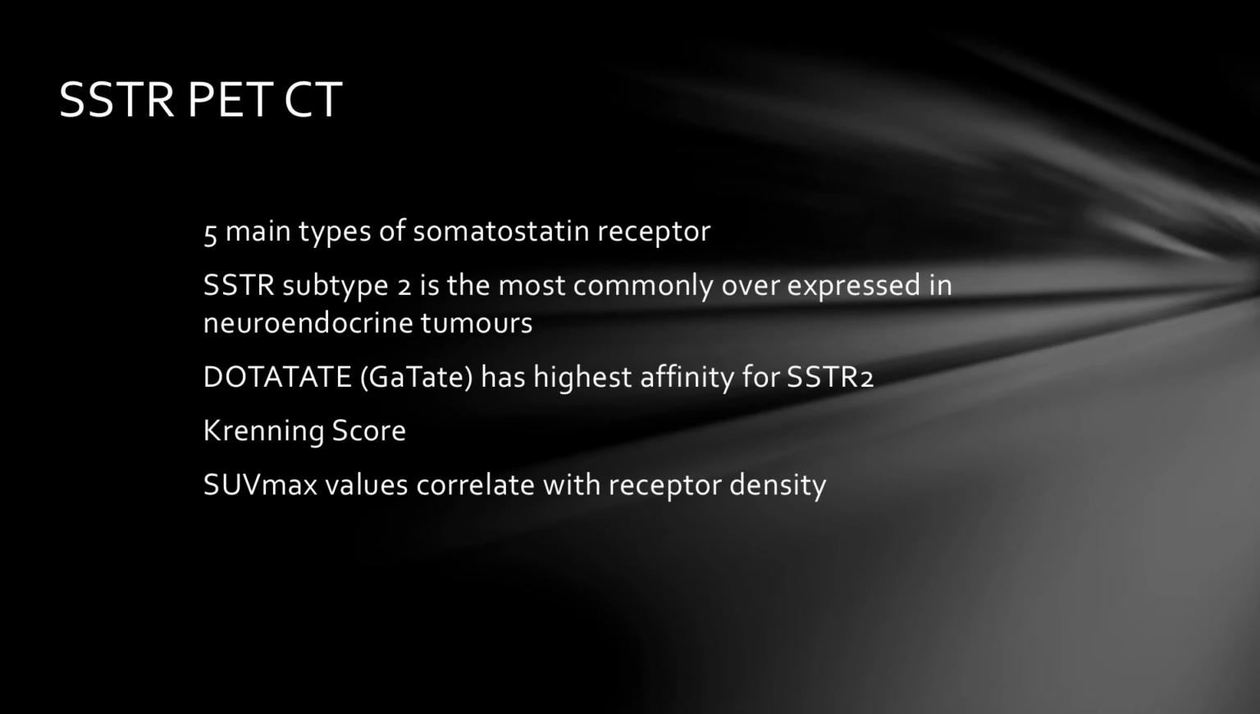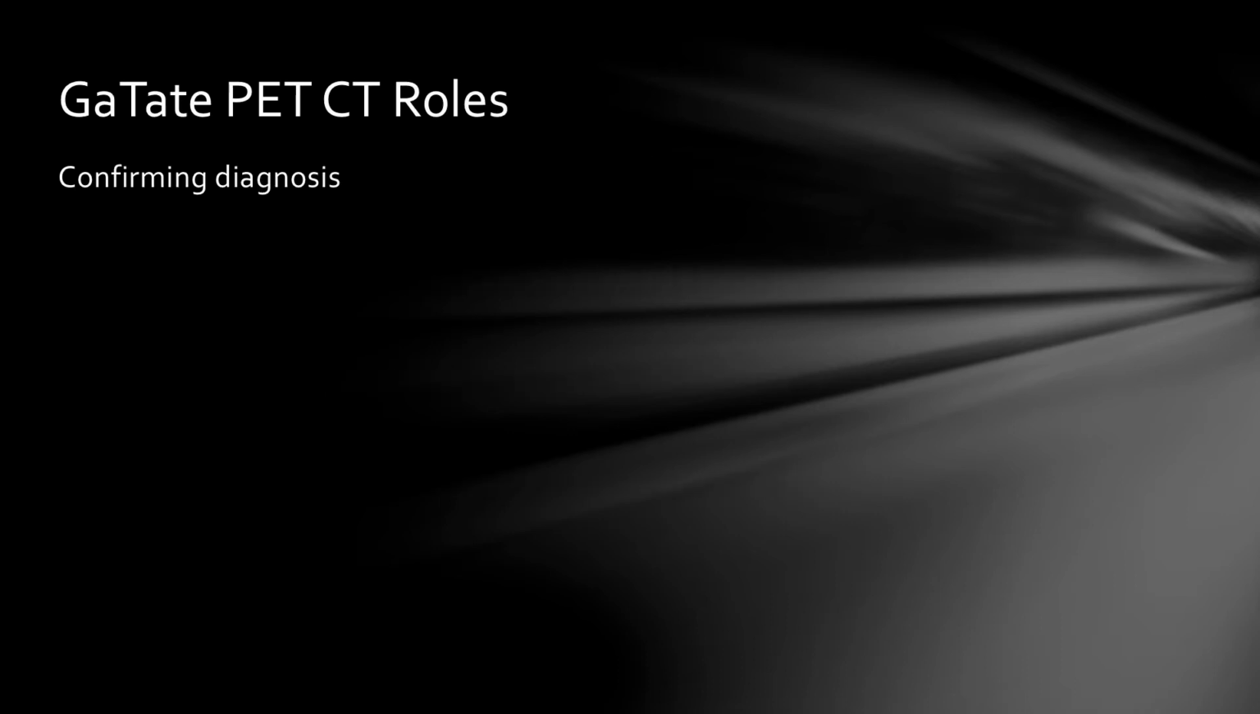So I'm going to show you some pictures now, because this is what I like best, pretty pictures, about some of the ways that we use GAT8 PET-CT in neuroendocrine tumours. One of the first things that we can do is use GAT8 PET-CT to confirm the diagnosis of a neuroendocrine tumour. This can be really valuable when we've got a CT appearance which says to us, hey, this looks like a neuroendocrine tumour, but it's in a spot that's very difficult to biopsy.